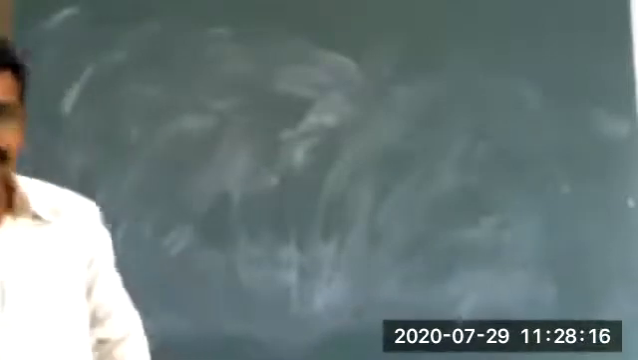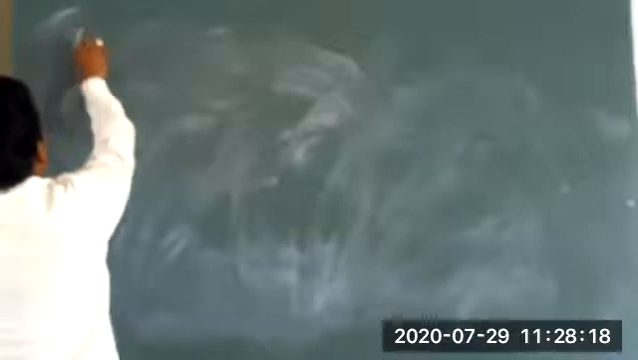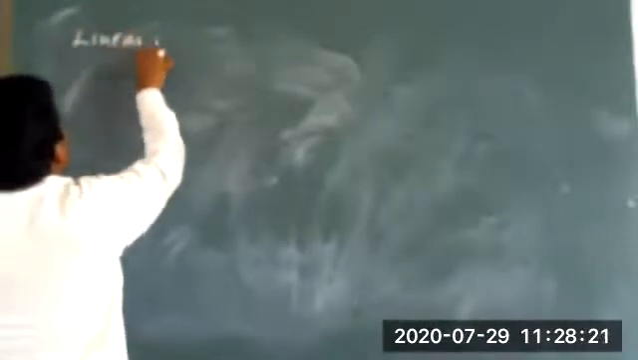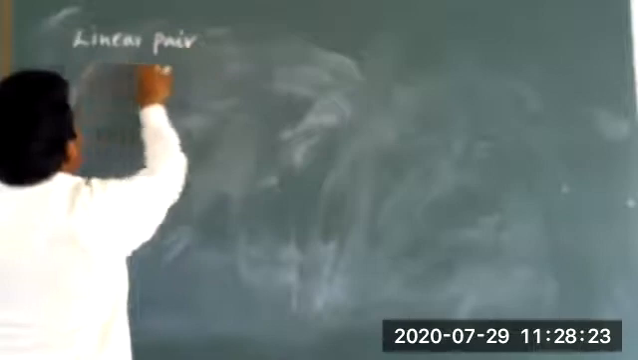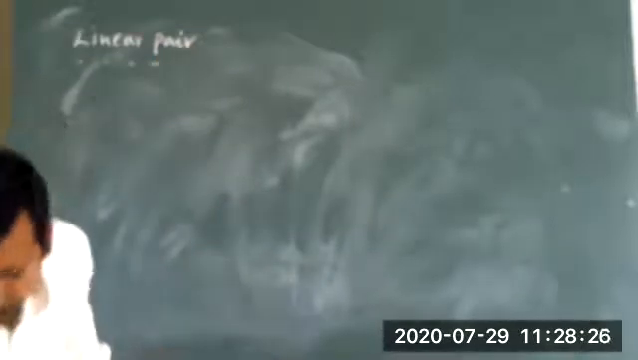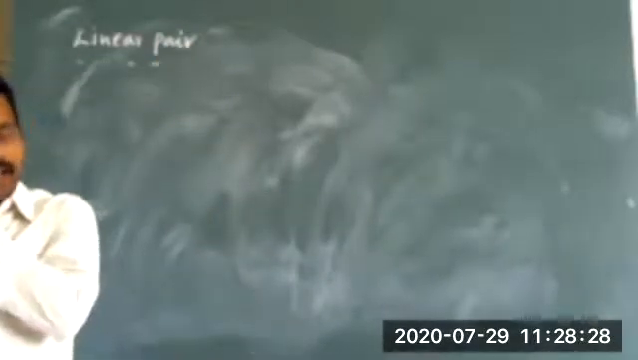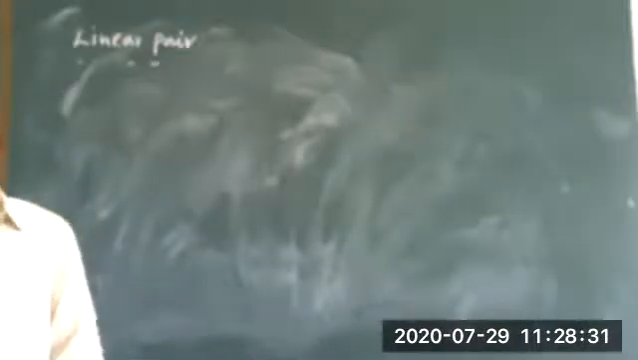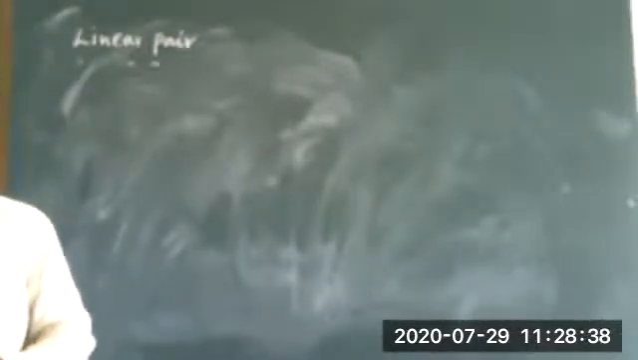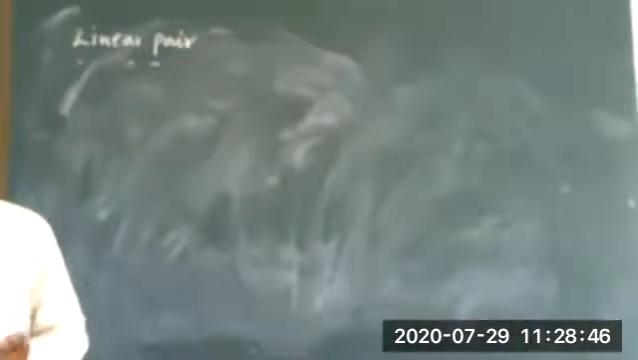First today, linear pair. What is a linear pair? A pair of adjacent angles whose sum is a straight angle, equal to 180 degrees, is called a linear pair. Once again, children, a pair of adjacent angles whose sum is supplementary or a straight angle, 180 degrees, is called a linear pair.